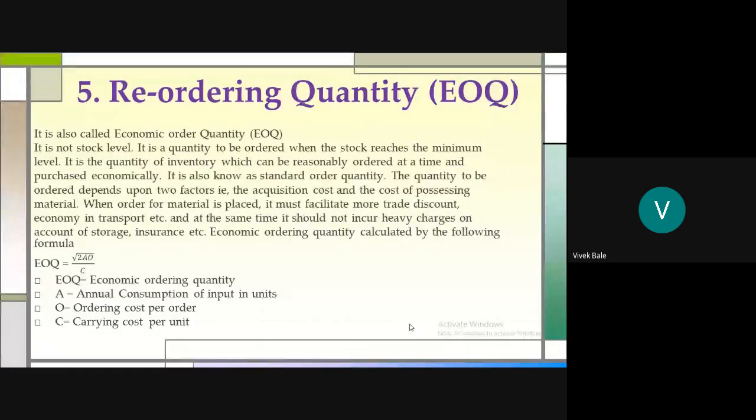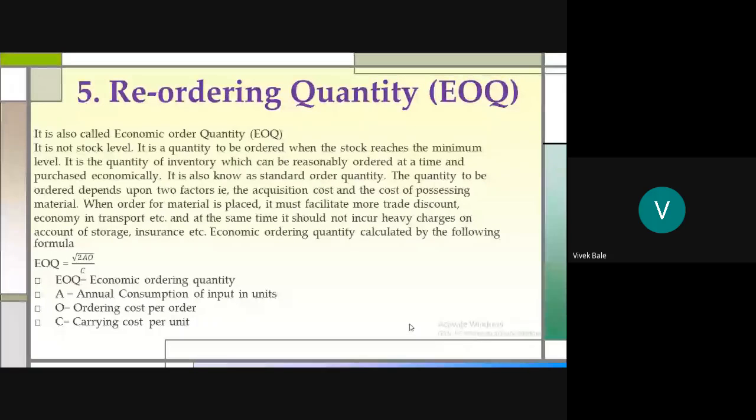It means economic order quantity: we place an order when our stock reaches the minimum level, and the order is to be purchased at the minimum prices and optimum quantity of stock. It is also known as standard order quantity. The order quantity depends upon two important factors, that is acquisition cost and the cost of possessing the material, that is storage cost. When an order for material is placed, it must facilitate trade discount, economy in transportation, and at the same time it should not incur heavy charges on account of storage and insurance.